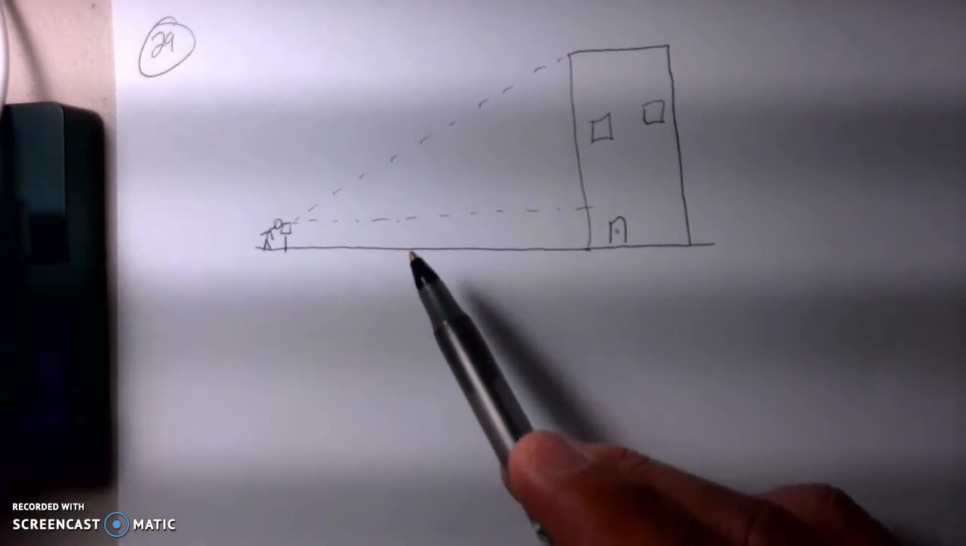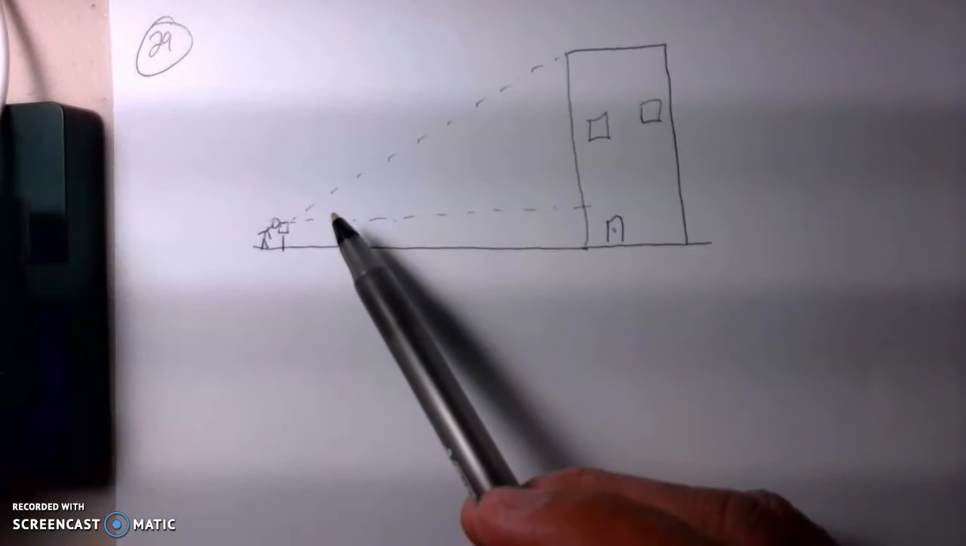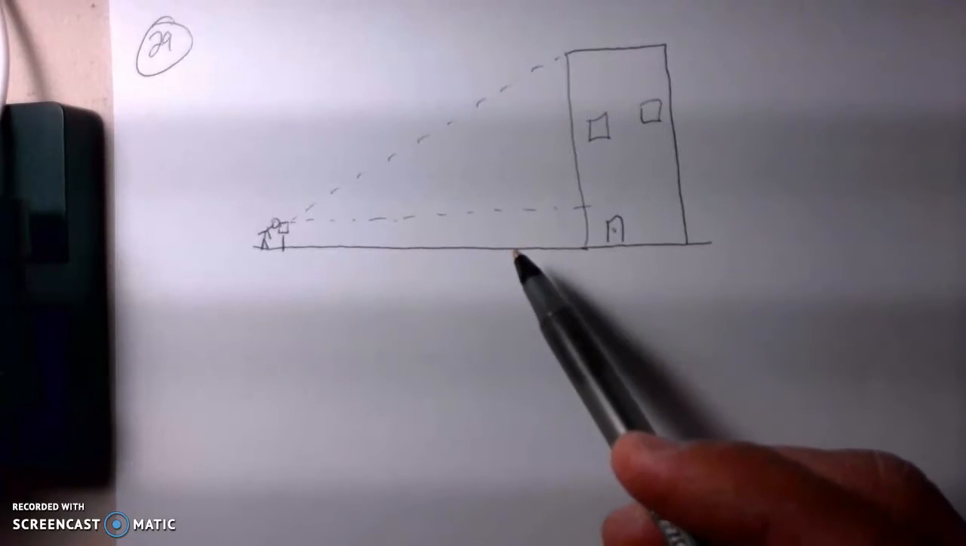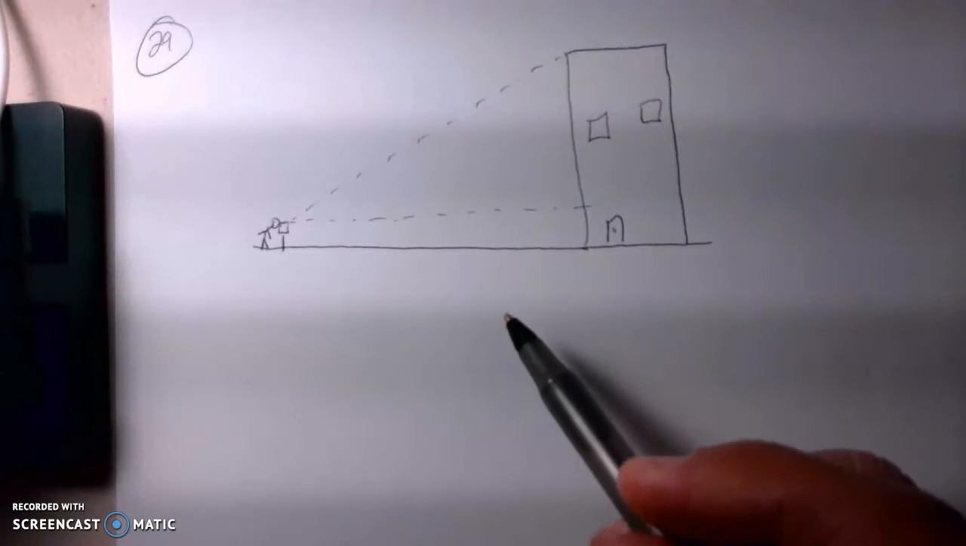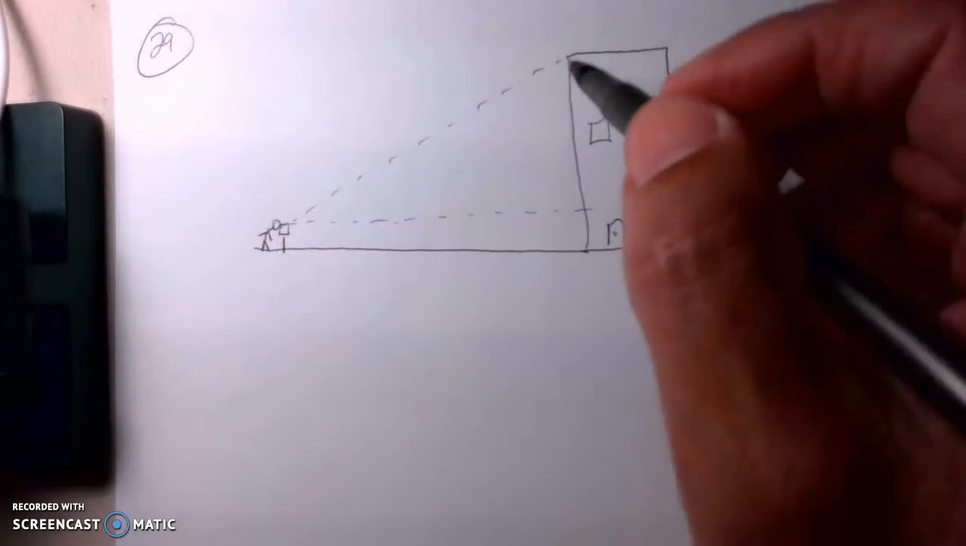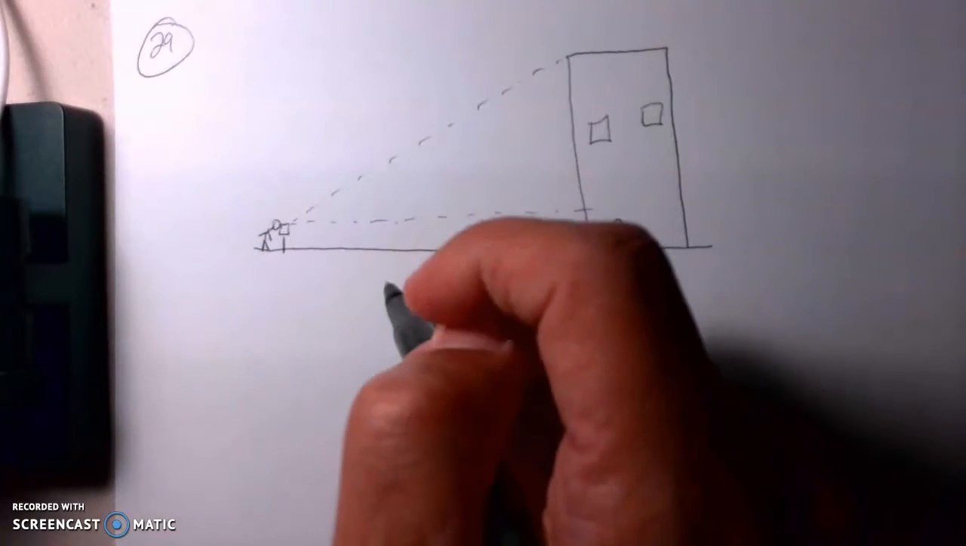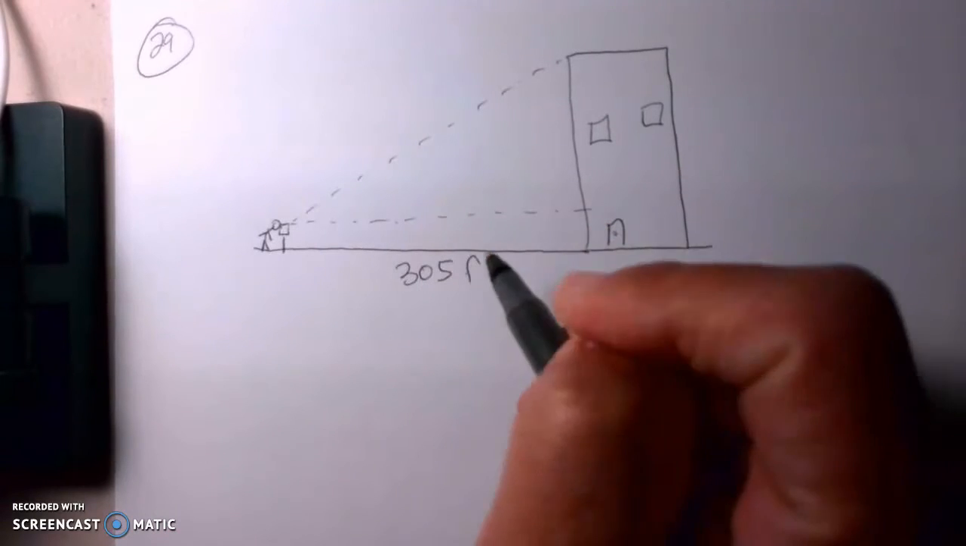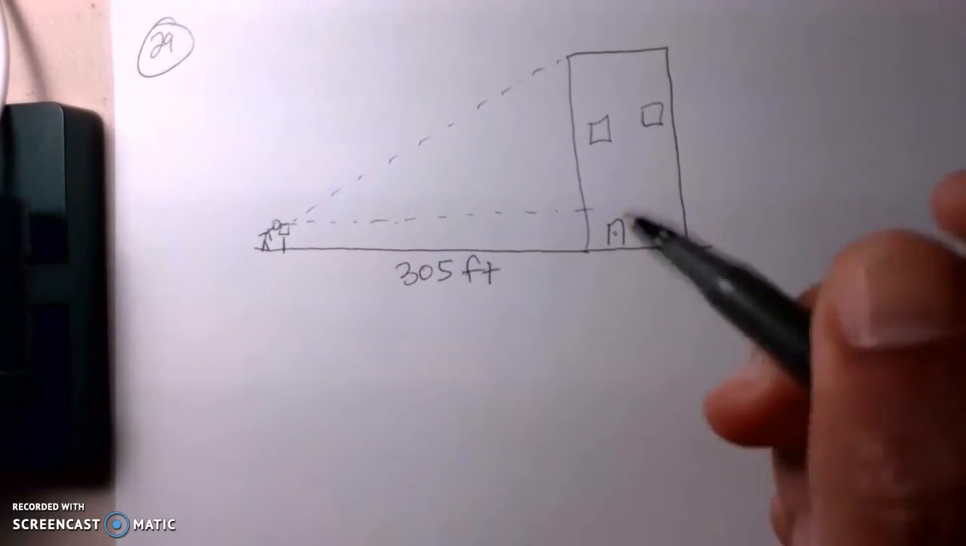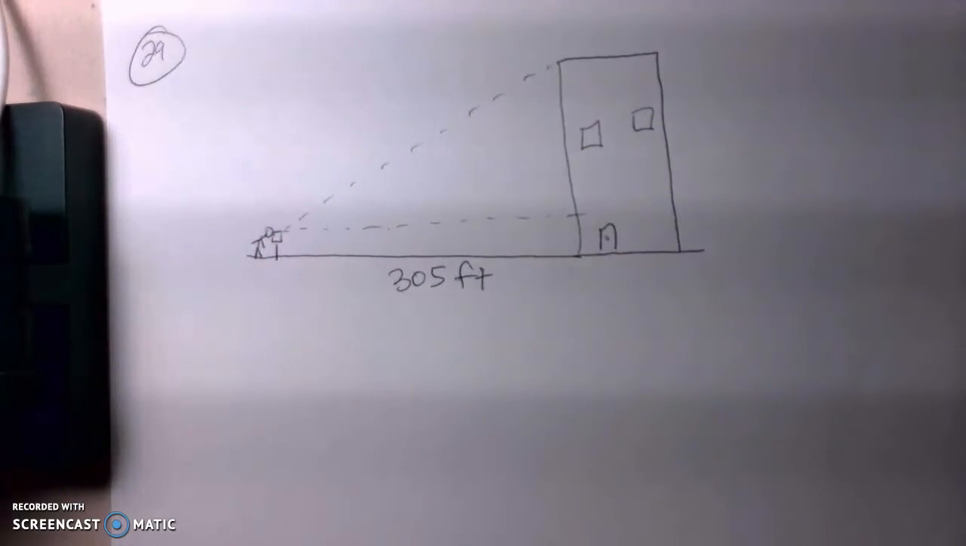All right, I'm going to do number 29 here. I'm going to first read it. It says, surveying. A surveyor is 305 feet from the base of a new courthouse. So I kind of drew this scenario here. Here's a courthouse. Here's a person, a surveyor. And this person is 305 feet from the base of the courthouse.